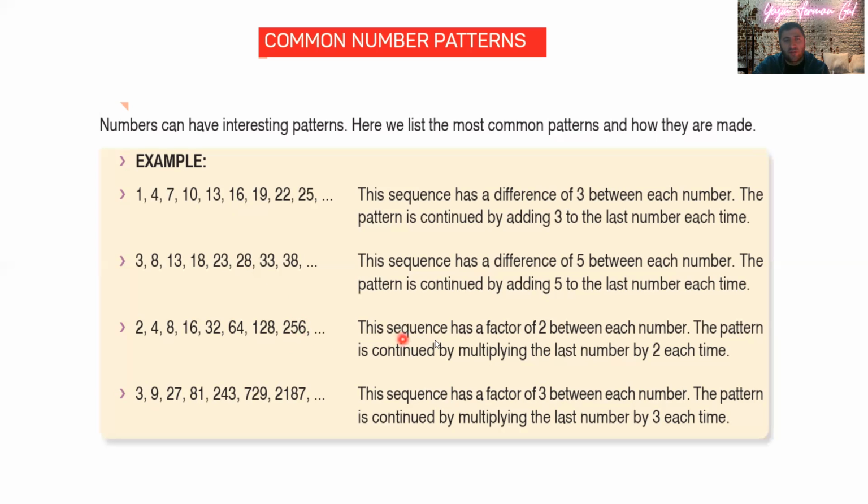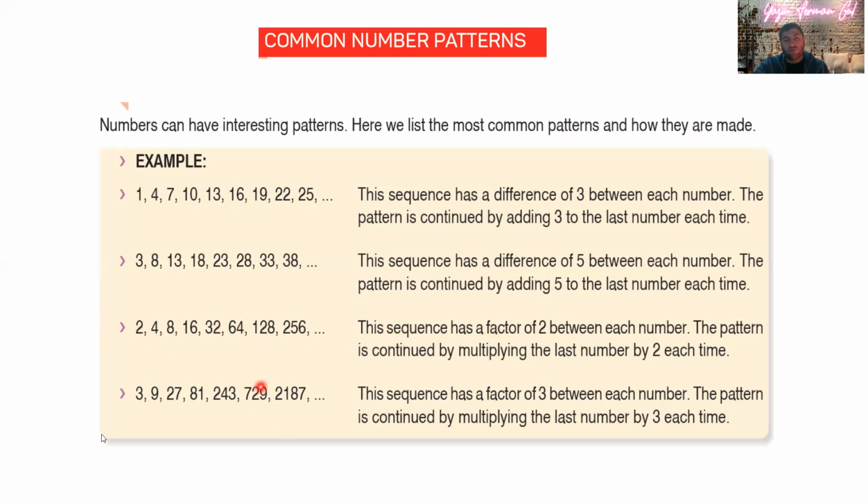Now this one here, the sequence has a factor of 2 between each number. So 2, 4, 8. 2 times 2 is 4, 4 times 2 is 8, 8 times 2 is 16, times 2 is 32, times 2 is 64, times 2 is 128, times 2 is 256. Every time we multiply the last number by 2.